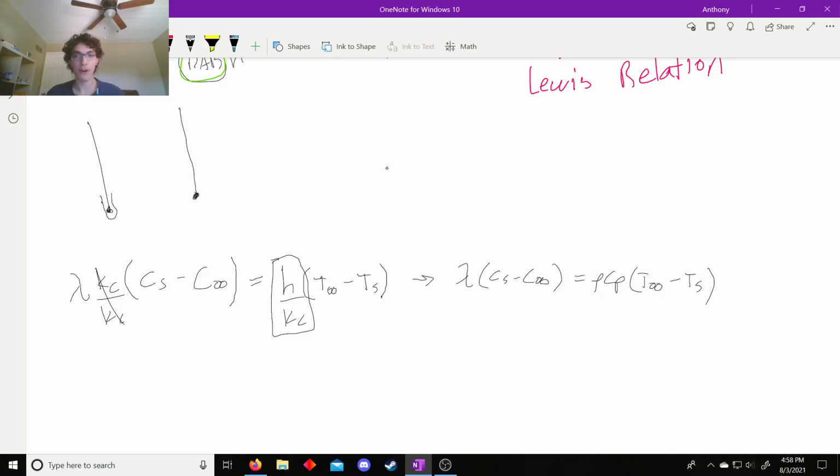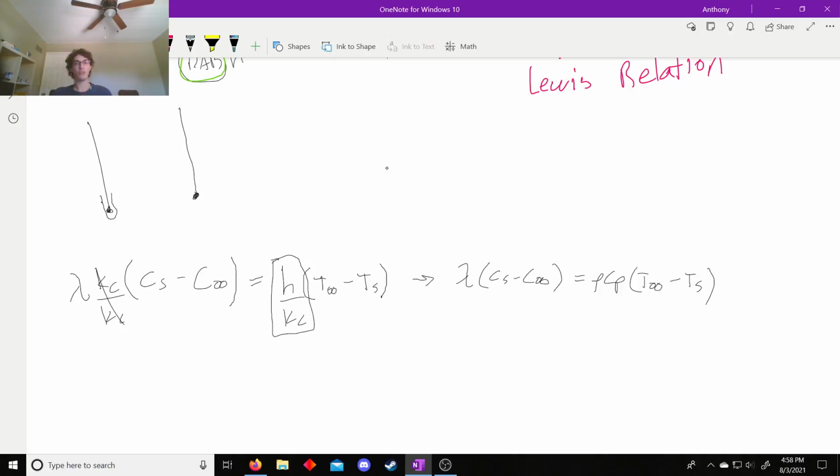So our temperature far away from the surface, the temperature of the surroundings, is going to come from this dry thermometer, the one that is just measuring the air temperature. This temperature at the surface is going to be our temperature of the wet bulb. So that is where these temperatures come from.